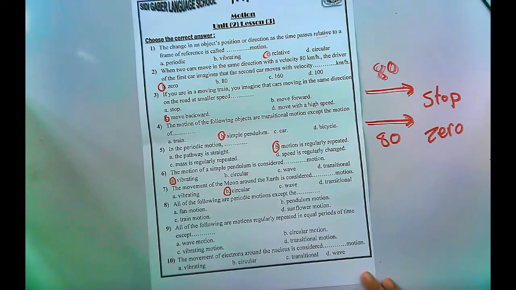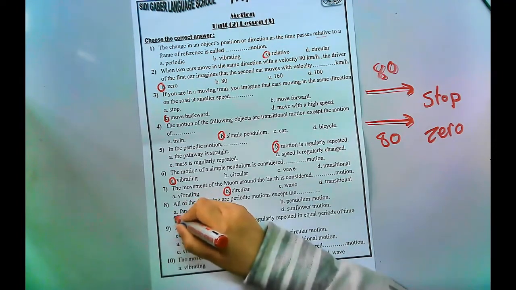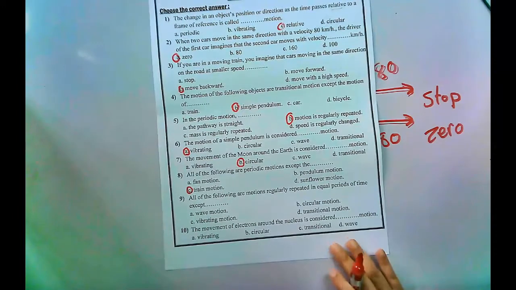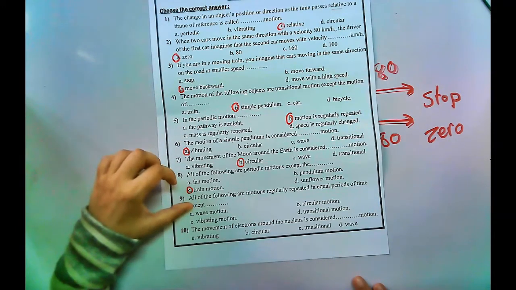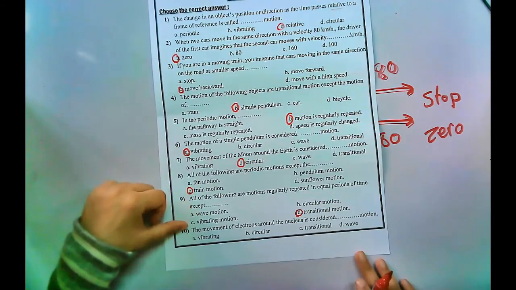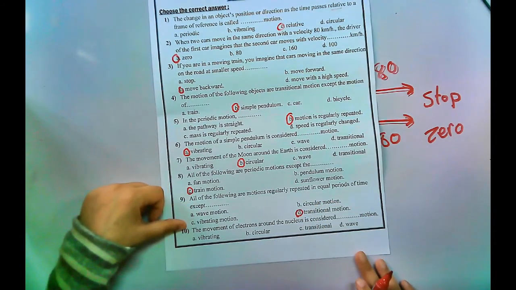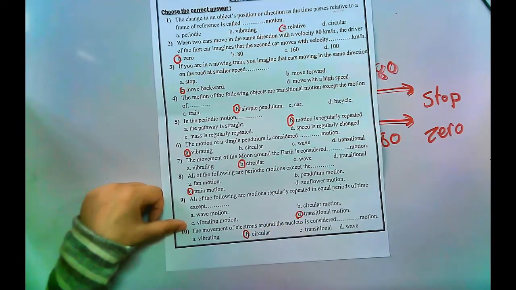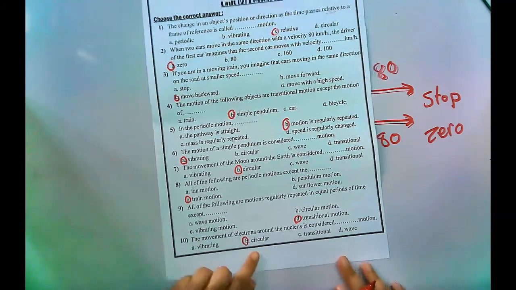All the following are periodic motion except the train's motion, because it's a transitional motion. All the following are motions regularly repeated in equal periods of time, which means it's periodic motion, except transitional motion. It's not a periodic motion. The movement of the electrons around the nucleus is considered circular motion.